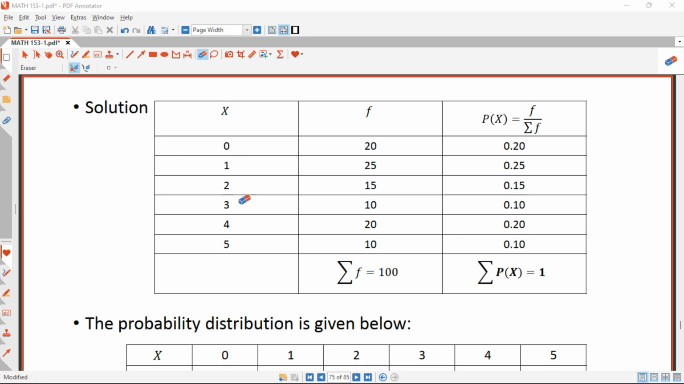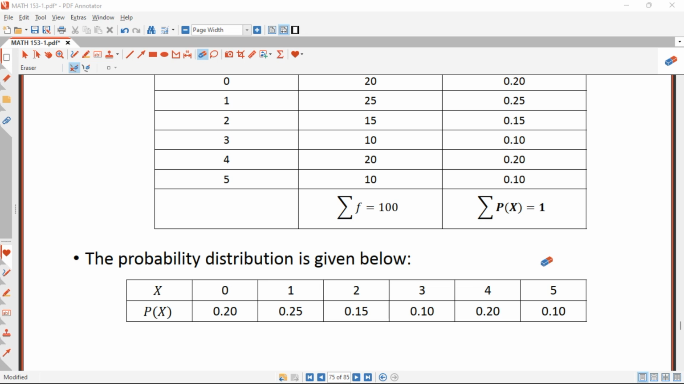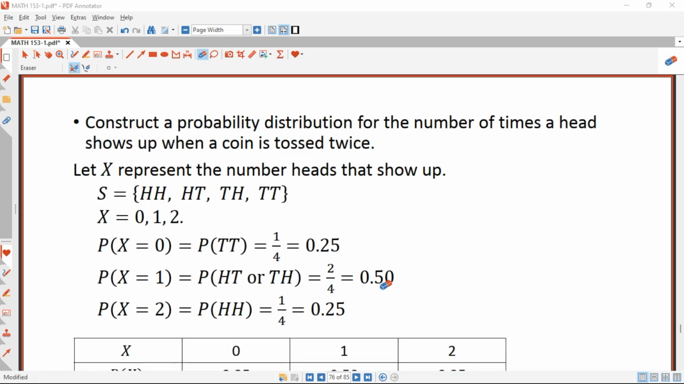Once we have our random variable with its respective probabilities, that is called a discrete probability distribution. And when you sum everything here, you are supposed to get 1. If you sum and it is greater than 1, then it is not a probability, right? So there is our probability distribution. You have 0 with a probability of 0.2, 1 with a probability of 0.25, 2 with a probability of 0.15, 3 with a probability of 0.1, 4 with a probability of 0.2, and 5 with a probability of 0.10. So that is the probability distribution for the question above.